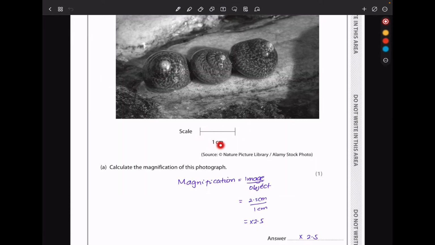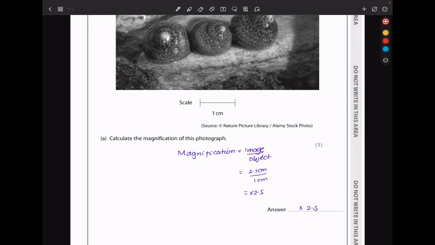Here we're given a scale of 1 centimeter. They say calculate the magnification of this photograph. The magnification is equal to image size divided by the actual size, or what we call the actual object. This is going to be 2.5 centimeters. If you measure that, divide by 1 centimeter, and so I got times 2.5.